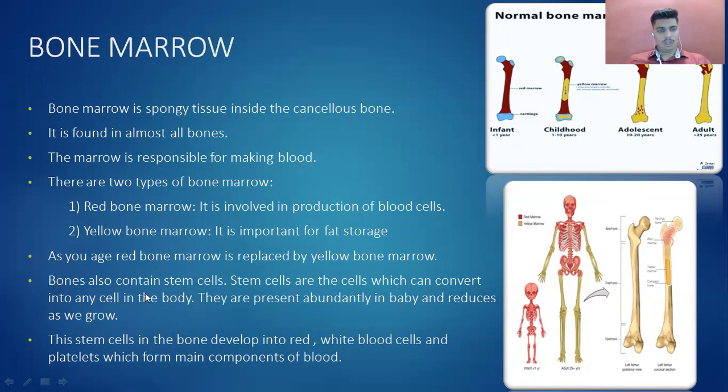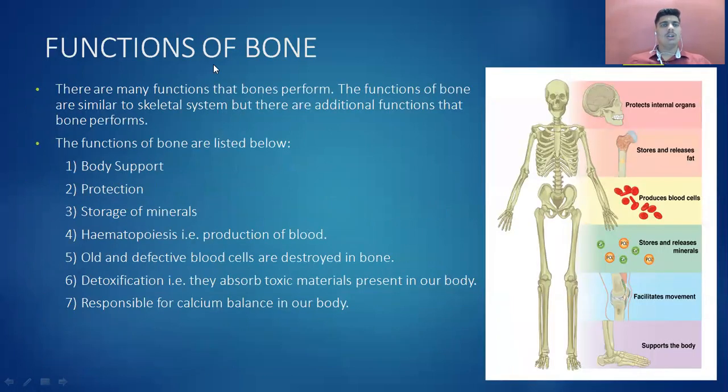Then bone stem cells. These stem cells in the bone develop into red blood cells, white blood cells and platelets, which form the main components of blood. Now, the functions of bone, there are many functions that bone performs. The functions of bone are similar to the skeletal system, but there are additional functions that bone performs. The functions of bone are listed below.